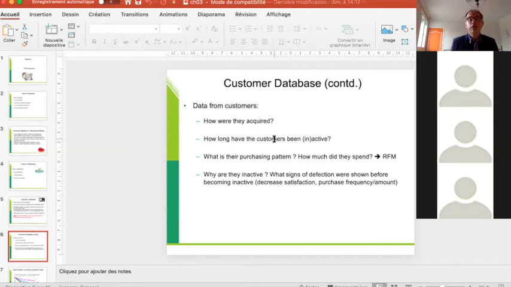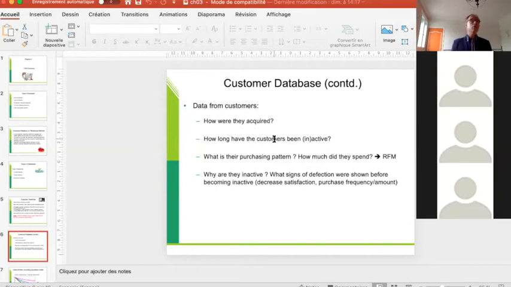If you record transactional data, you see the recency and the frequency. So, for example, if you see that the recency, that is the date since the last purchase, decreases, this is an indicator that the customer is on the point of becoming inactive, that he won't purchase again.